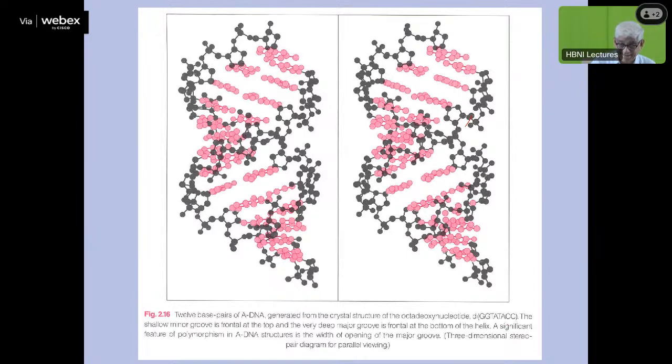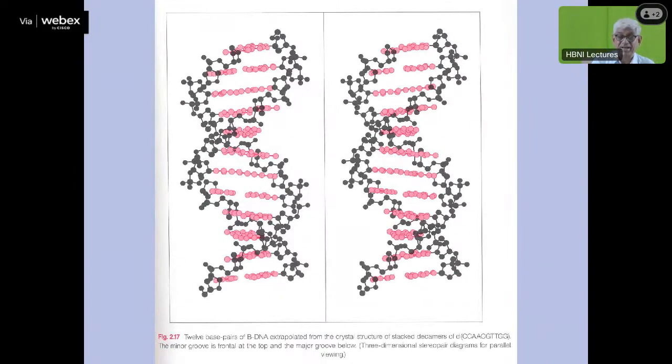This is the A-DNA. Remember this A-DNA, how it looks. It looks fat. And this is B-DNA. Very slim. This B-DNA is very slim. This is the stereo picture again. Okay. And now this is a different sequence here.